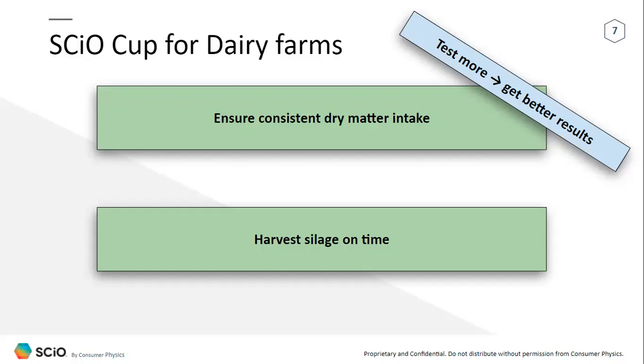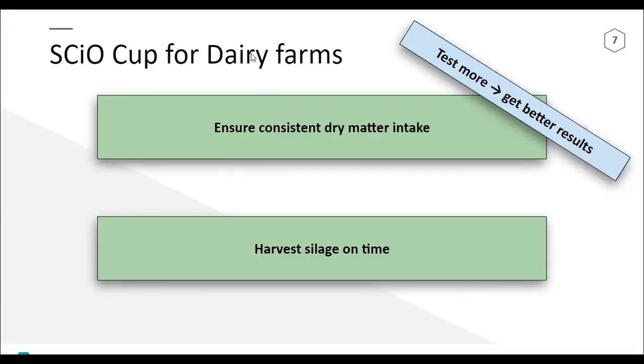First of all, it can help the producers or the farmers to ensure consistent dry matter intake. A lot of people in the industry know that it's very important to keep the dry matter intake consistent. And in order to do that, you have to test your forage to know the dry matter of the forage, because forage can change quite a bit because of rain events or just because of the variability when you packed it and so on. Testing more will get us more information and a better result in trying to estimate the dry matter of the forage that's going to be fed to the animals. And therefore, SCiO Cup can help do that quite effectively.